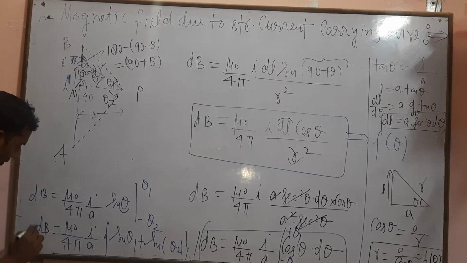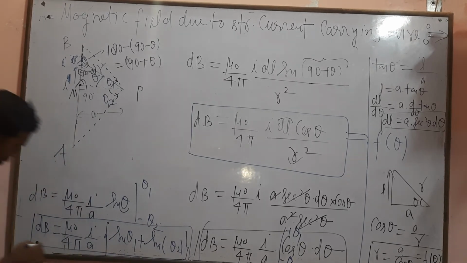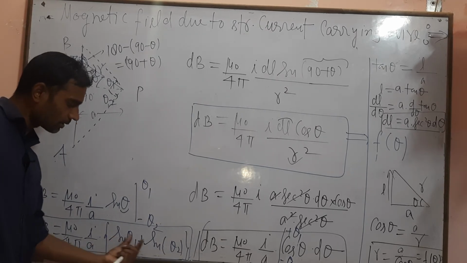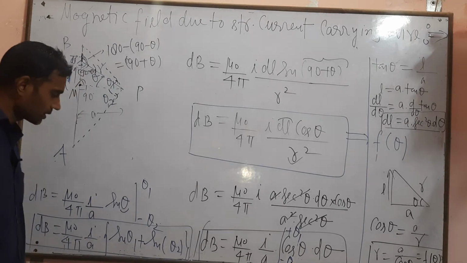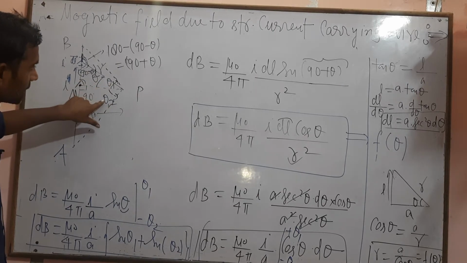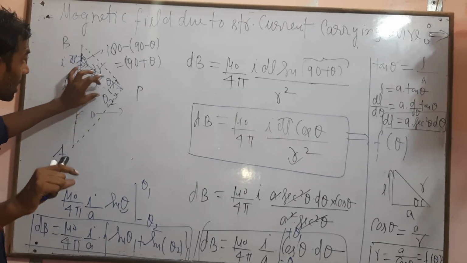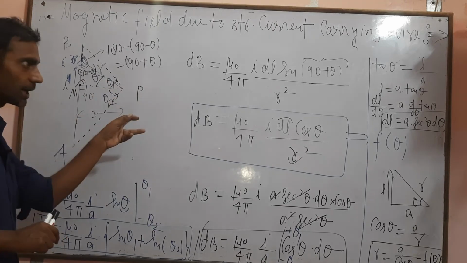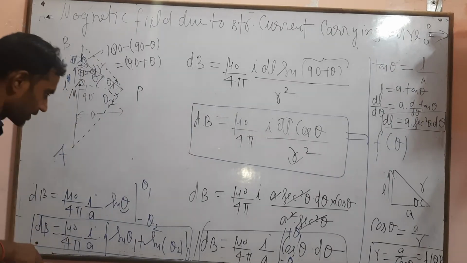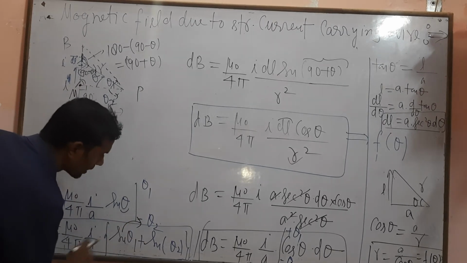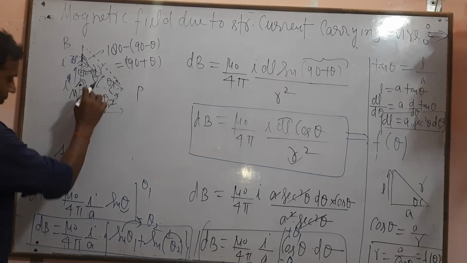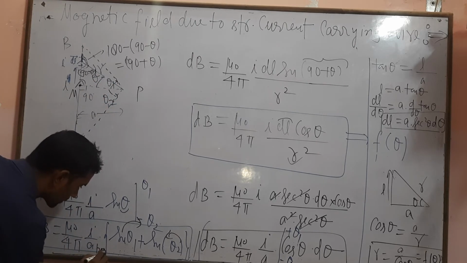This is the magnetic field dB. So dB equals mu naught by 4 pi, I by a into sin theta 1 plus sin theta 2. Okay, so this is the magnetic field due to a straight current carrying wire. This is the angle theta 1, theta 2, but theta 1 and theta 2 must be in opposite sense. This is clockwise, this is anti-clockwise. Both will be in opposite sense. If we take theta 1 as clockwise, then theta 2 is anti-clockwise. Okay, and a will be the perpendicular distance.